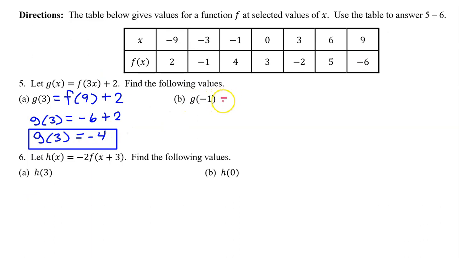G at negative 1 means plug in negative 1 for x right here. 3 times negative 1 is negative 3. So we have f at negative 3 plus 2. What is f at negative 3? Well, here's negative 3. Here is f at negative 3. So g at negative 1 is equal to negative 1 plus 2. Therefore, g at negative 1 is equal to 1.